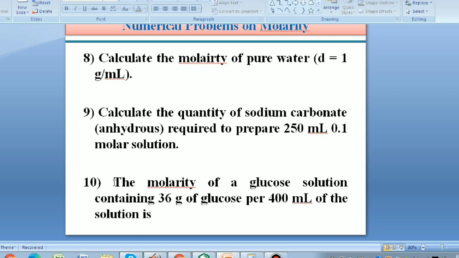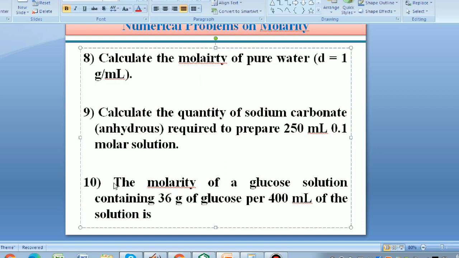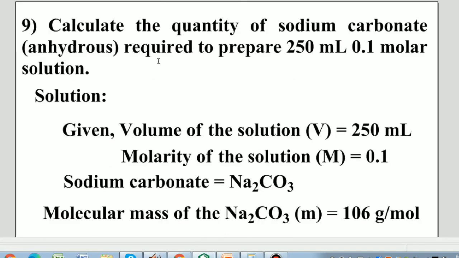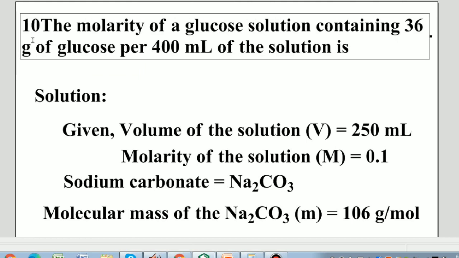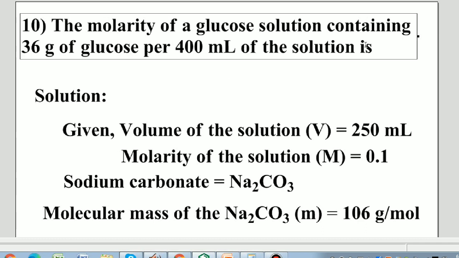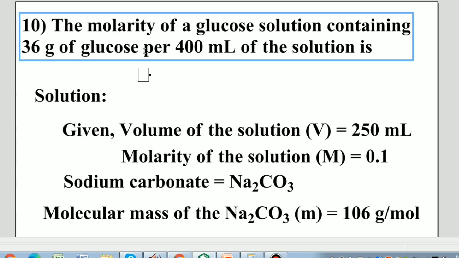The next problem is: find the molarity of a glucose solution containing 36 grams of glucose per 400 ml of solution. Students, this is another very easy problem to find the molarity. In this problem, glucose is our solute. The weight of the solute, glucose, is given, and the volume of the solution is also given as 400 ml. So we can easily solve.